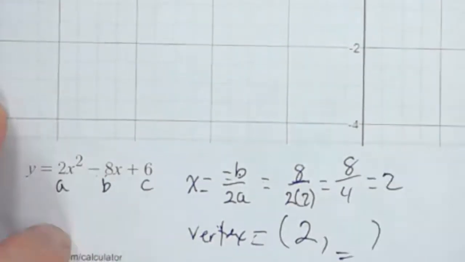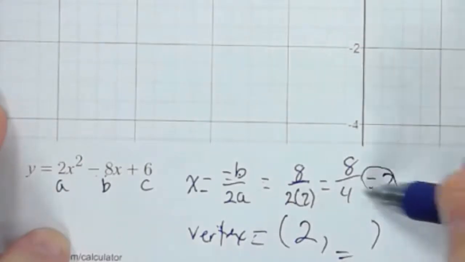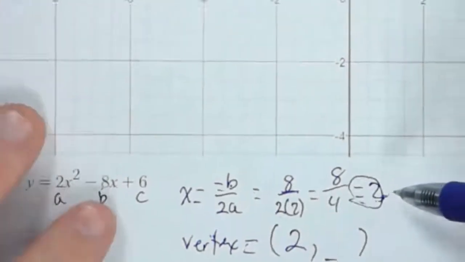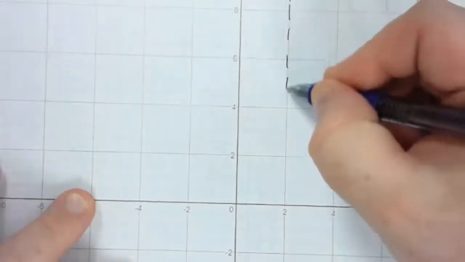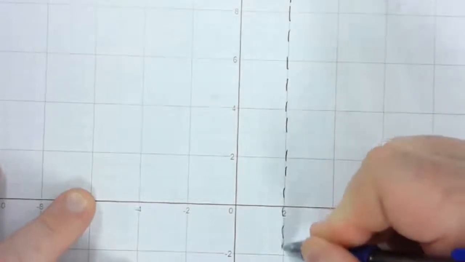Now I got to figure out what the y value is. But before I do that, I'm going to go and graph my axis of symmetry. This is my axis of symmetry. So my axis of symmetry is at x equals 2. So draw a vertical line at x equals 2. So that's my axis of symmetry.